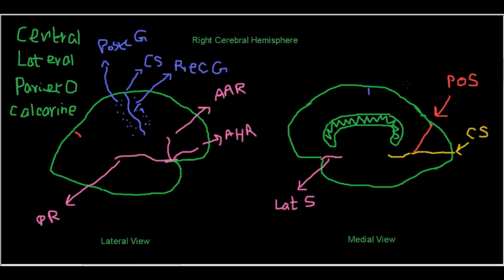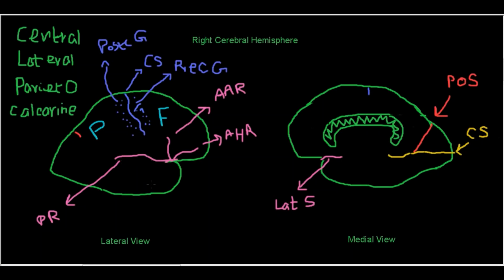The significance of these four sulci in determining the lobes or the major subdivisions of the cerebral hemispheres is such that the region of the cerebral hemisphere that is anterior to the central sulcus and superior to the lateral sulcus, the whole of it, is known as the frontal lobe of the cerebral hemisphere. And the part which is behind the central sulcus and superior to the lateral sulcus is known as the parietal lobe of the cerebral hemisphere.